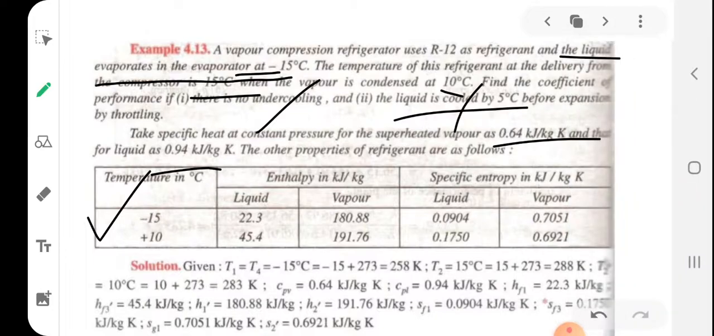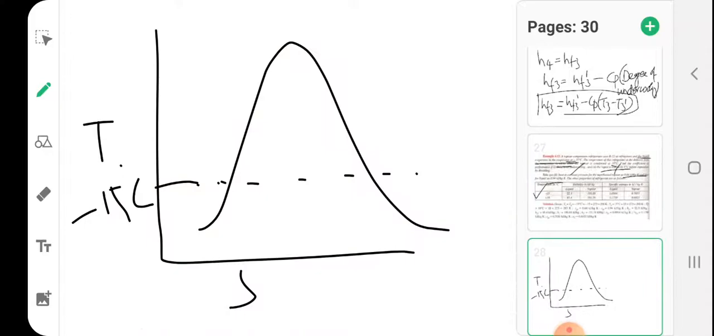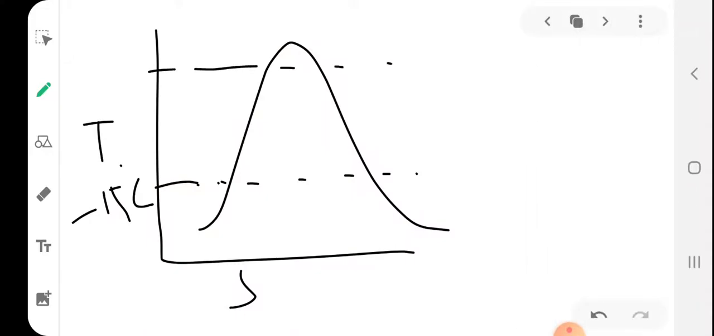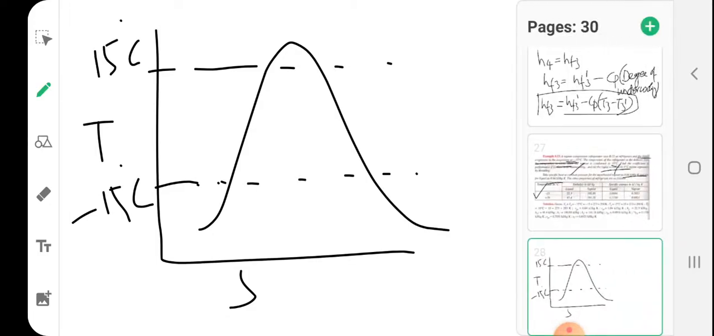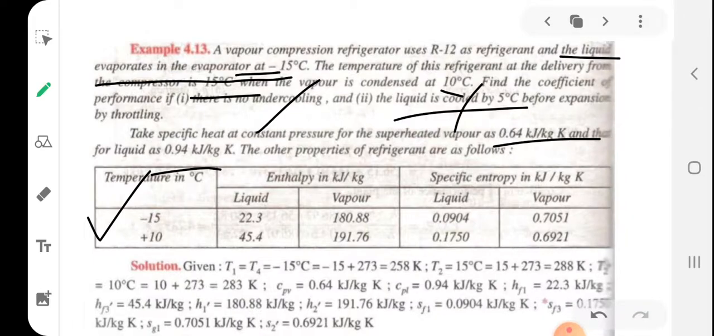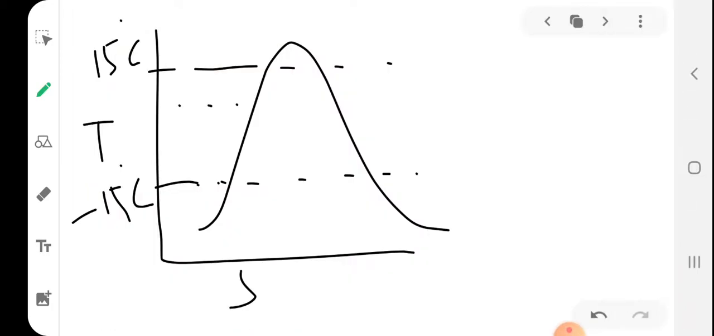And the temperature of the refrigerant at delivery from the compressor is 15 degrees Celsius. So this is 15 degrees Celsius, compressor delivery. One more temperature is there: the vapor is condensed at 10 degrees Celsius, so the condenser temperature is 10 degrees Celsius. Compressor temperature is different from condenser temperature, so it will definitely be superheated. There will be a 2, and this is 2 dash.